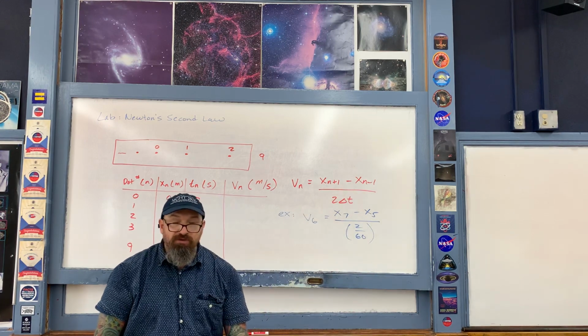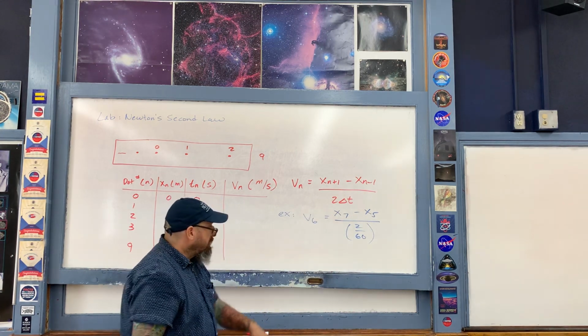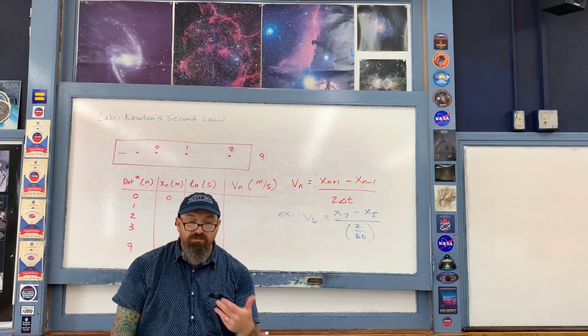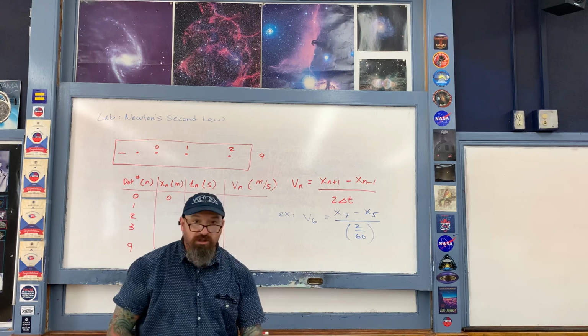Recall that there is a little bit of a shortcut here. The shortcut is that instead of dividing by 2/60ths of a second every single time, you could just multiply the numerator of the expression by 30.